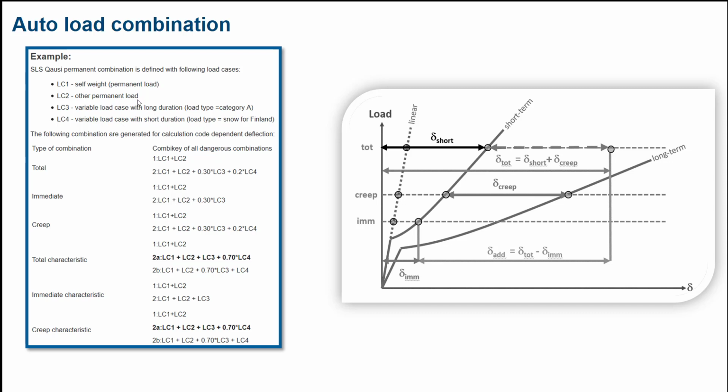And then SCIA will explode all these load cases to linear ones. And for the critical ones, SCIA will generate all these combinations, as you can see. For instance, for the immediate deflection, only the permanent loads are taken into account, so load case number 1 and load case number 2, and also a portion from load case number 3, which is a variable load, but with long duration on the structure, so it will behave as a permanent load. All that, as I mentioned, is automatically implemented in SCIA Engineer, and what you need to do is only generate the load cases.